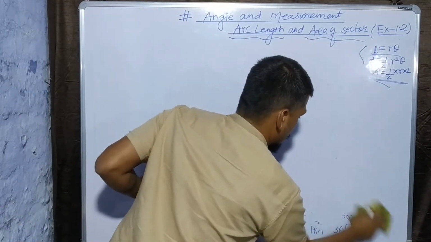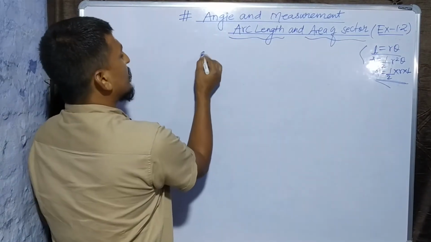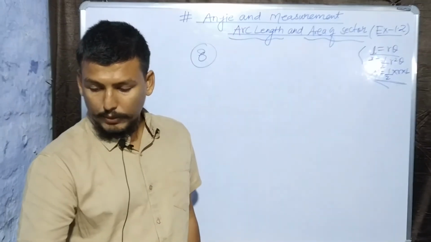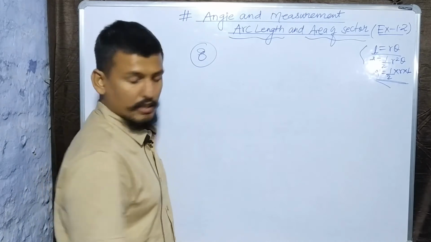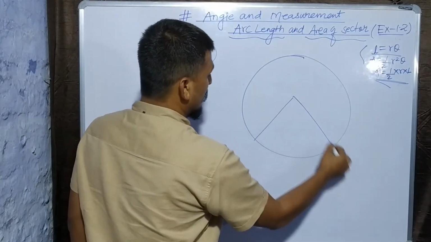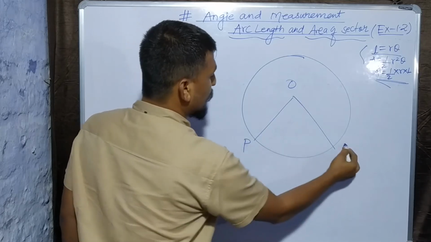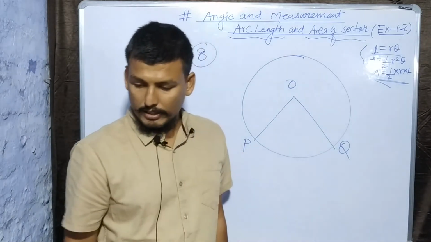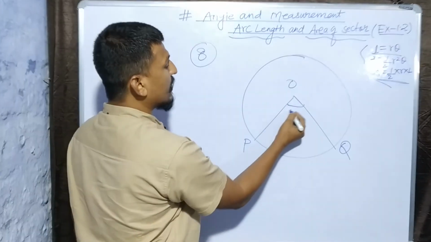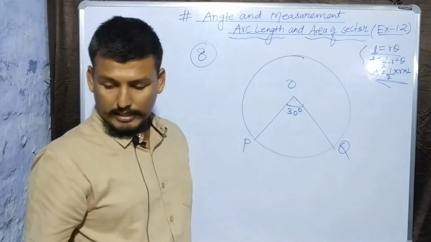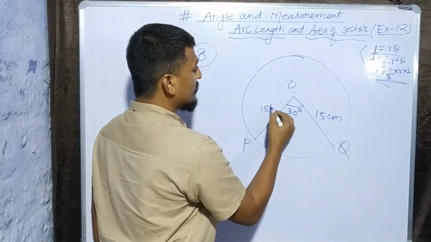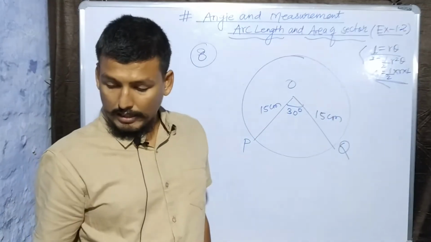Come to question number 8. In question number 8, OPQ is the sector of a circle. The central angle is given as 30 degrees. Now the radius is given as 15 centimeter. This is 15 centimeter, and this is also 15 centimeter.